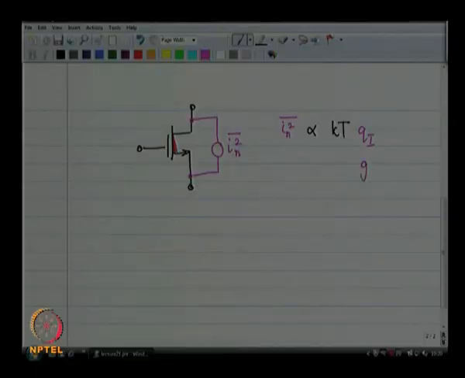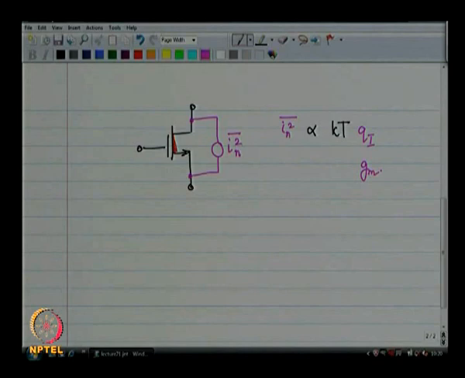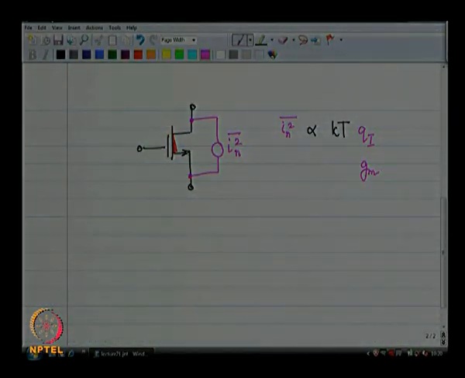So, even though in the heart of it this is what it is, we would prefer to model the noise in terms of higher level parameters, and really the channel charge is proportional to gm. The larger the gm, the more the channel charge. So, instead of the channel charge, you can say that it is also proportional to gm.